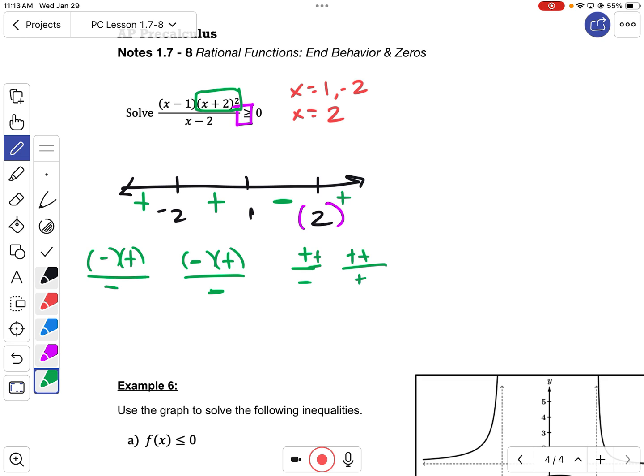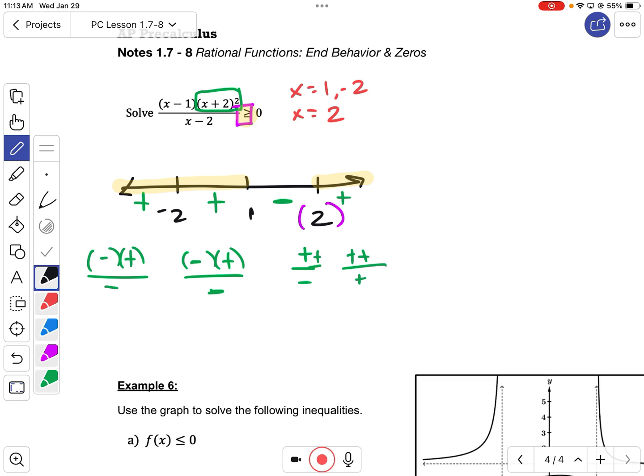Okay, so now let's think about our solution. This is where we've got to be careful, okay? We want to be greater than or equal to 0, so are we looking for positives or negatives? Positives. And I'm positive those first 2 sections and that last section, okay? Now, let's talk about how we write this, okay?